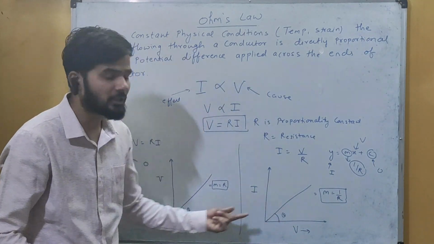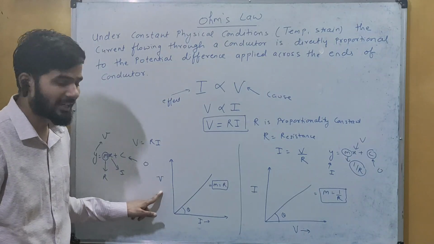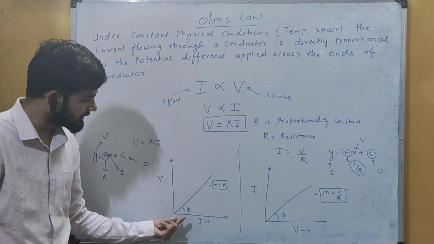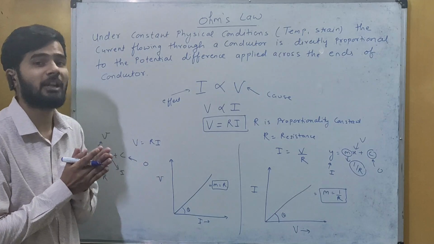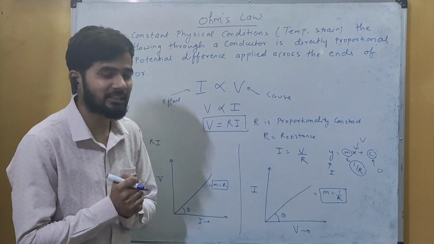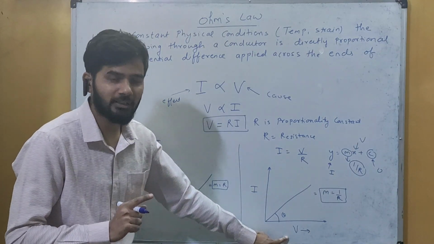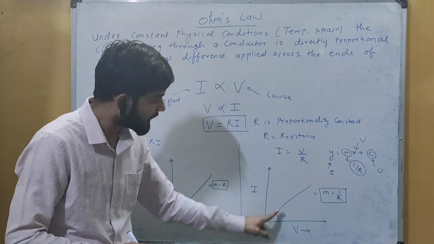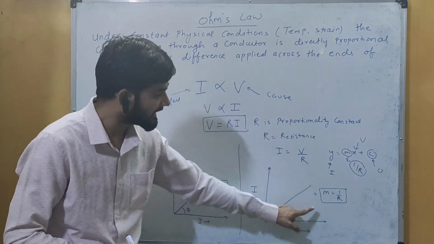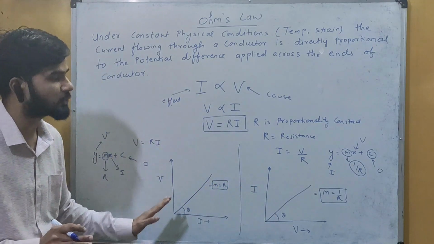Okay, so here we have two different graphs from this same equation. If we are taking voltage on the y-axis and current on the x-axis, then whatever slope we get will directly give the value of resistance. But when we exchange the axes, that is, when we take current on the y-axis and voltage on the x-axis, the slope of this straight line will be 1 by R. So this is the difference between the two graphs.